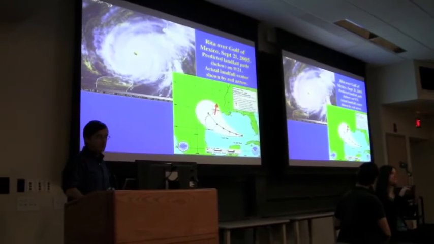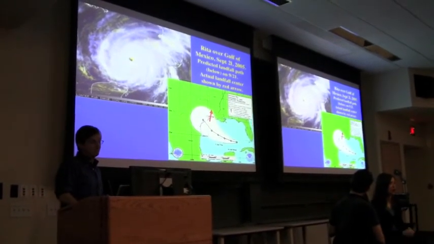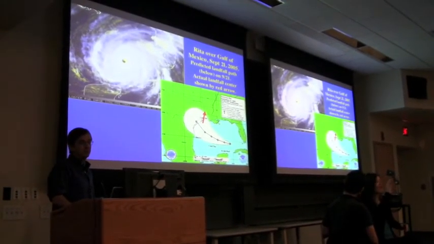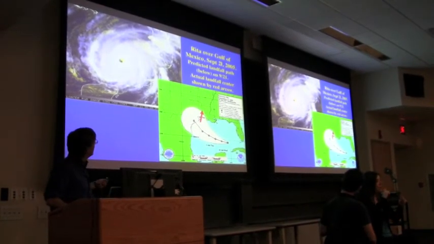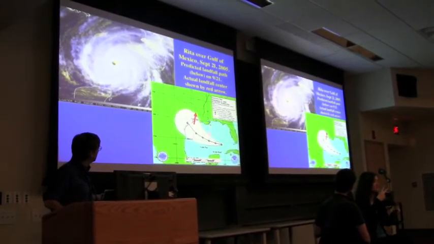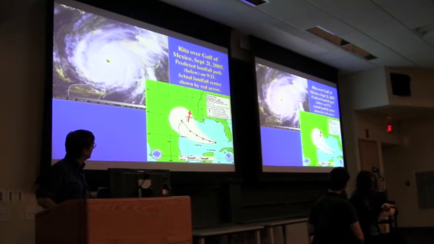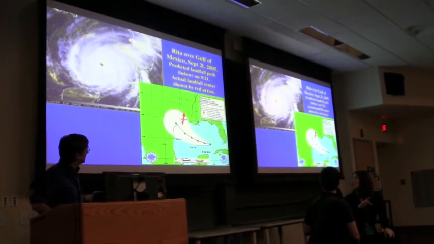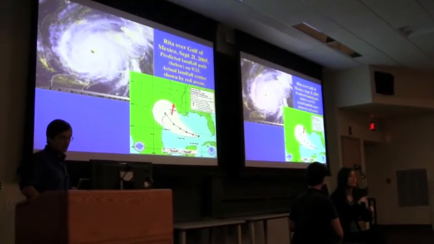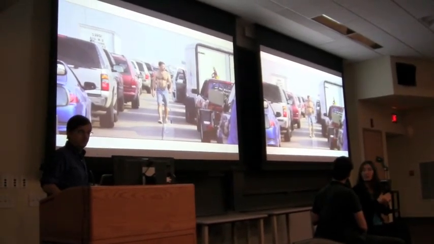Okay. Right after Katrina, a month and a half later or so, there was Rita that came in. Fortunately, Rita did not hit Louisiana. It was projected to go along here. It came along in this direction here. Still caused some problems.